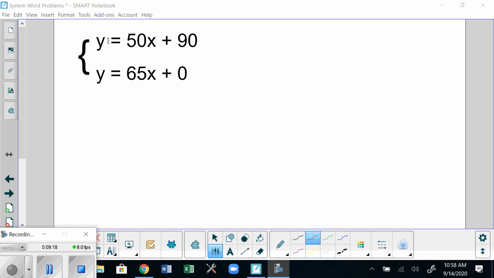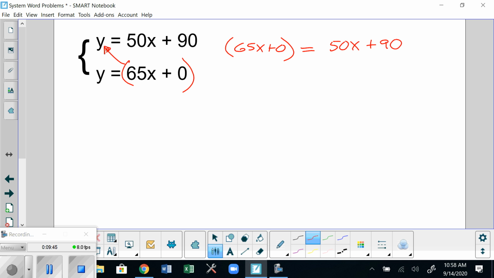Now with this system, both of our equations are in the y equals slope-intercept form. So this is going to be best solved using the substitution method. I'm going to put parentheses around my 65x plus 0, and I'm going to draw an arrow to the y up above it. In essence, I'm going to rewrite that very first equation, but I'm going to take out the y and replace it with the 65x plus 0. Now at this point, I just have a simple linear equation to solve.